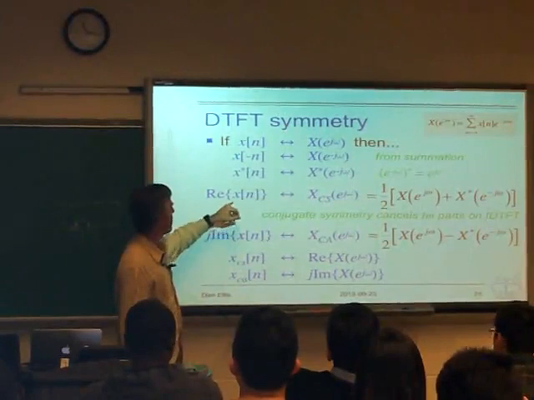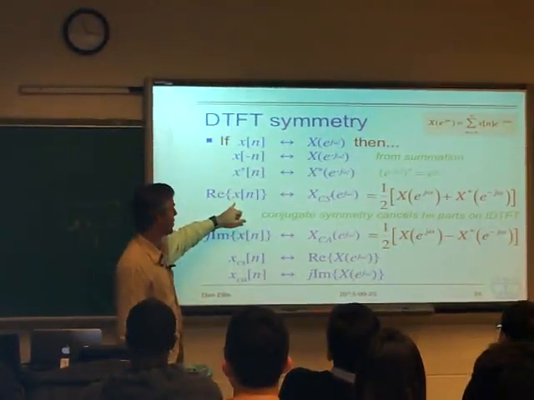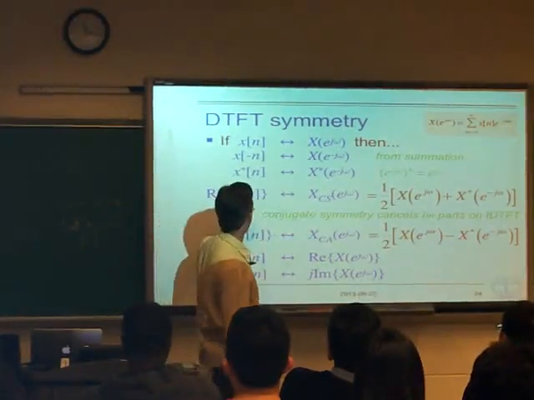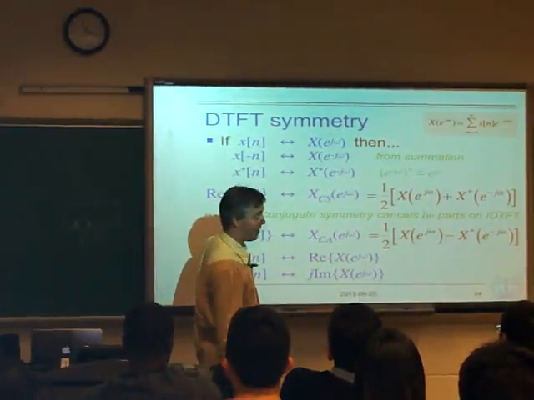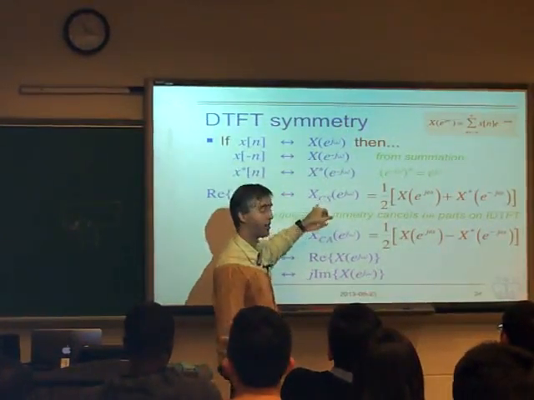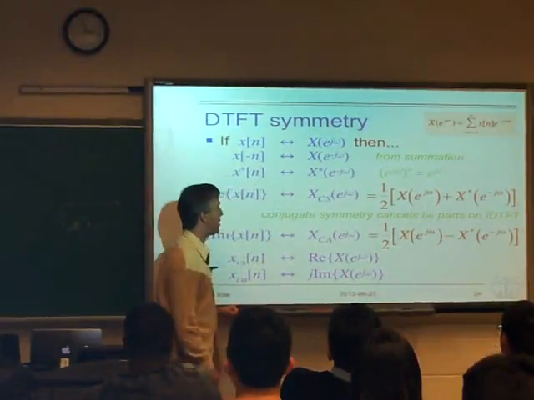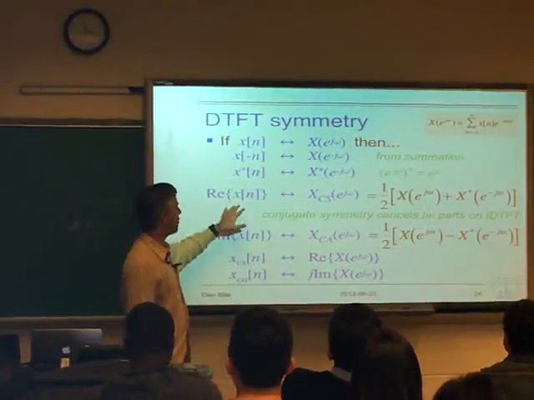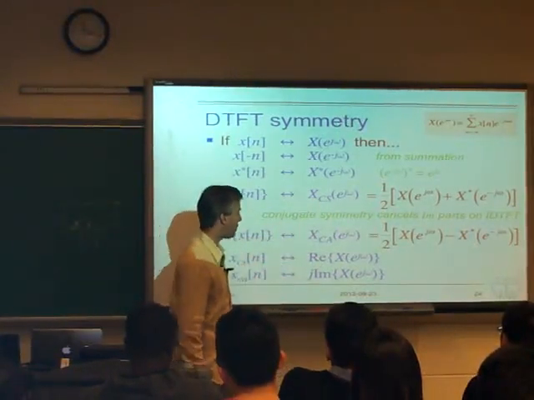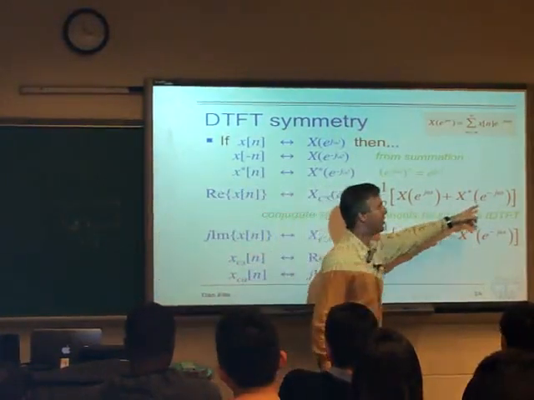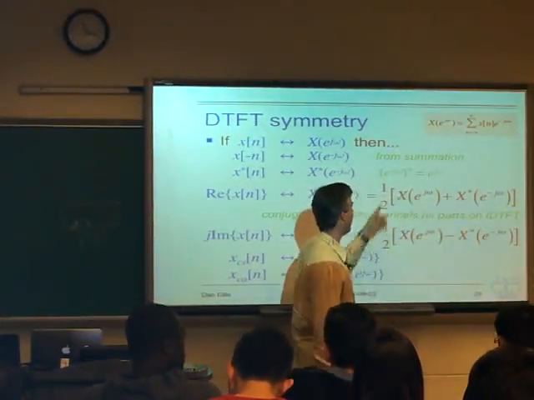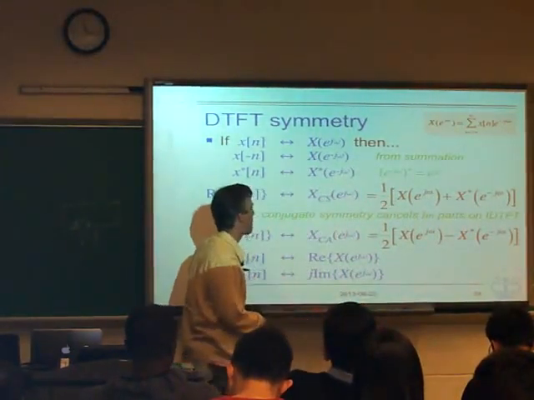If you have a real sequence, so if x of n is pure real, then it turns out that if you take the Fourier transform of the real part of a sequence, you end up with the conjugate symmetric part of the Fourier transform of the original sequence, which is to say, any real sequence has a DTFT which is conjugate symmetric, where conjugate symmetry is obtained by flipping and conjugating and taking the average of those two things.